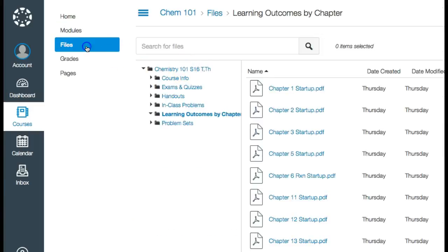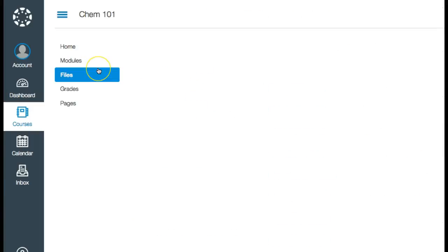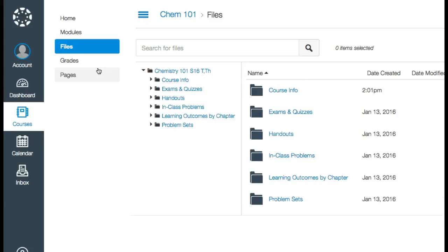The next important tab is files. Here you can find pretty much everything, and here's how it's organized: exams and quizzes, all of the handouts, any problems that we work on in class, and problem sets. One thing I want to bring your attention to is the learning outcomes by chapter. These are the startup assignments, and you can go ahead and look at them.